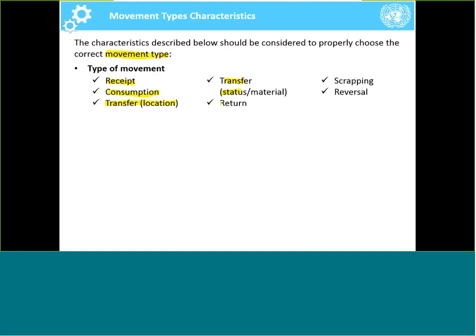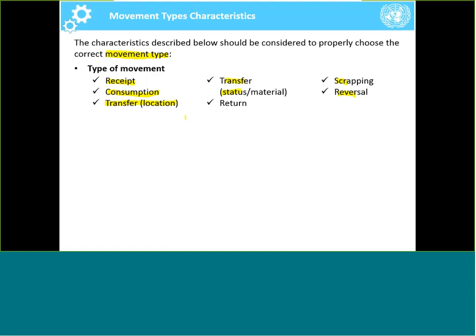We have also movement types to return items to stock, movement types to scrap materials, and for each movement type there is a related reversal movement type that you can use in case we did any mistake with the posting and we want to reverse that posting. Okay, these are the scrapping and reversal movement types.